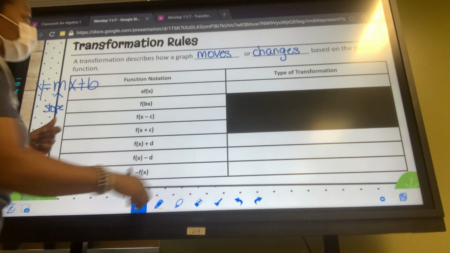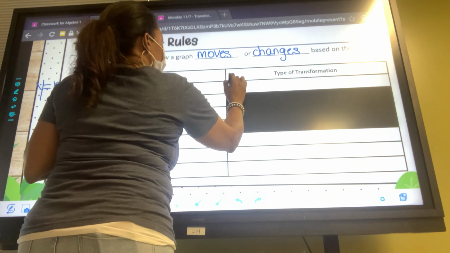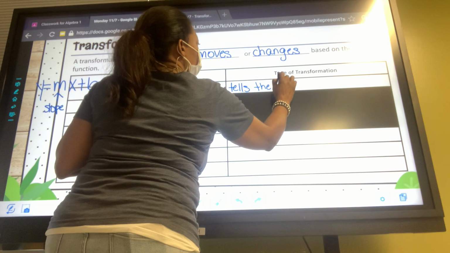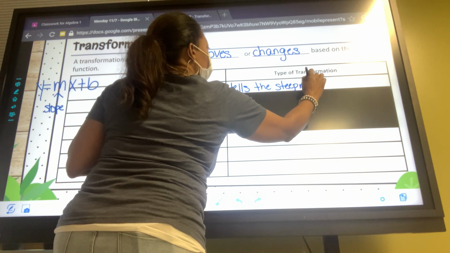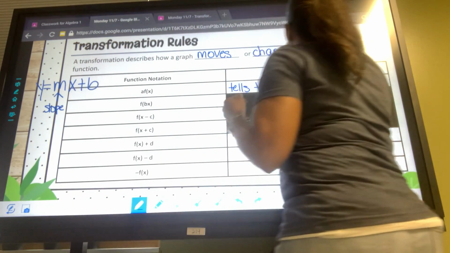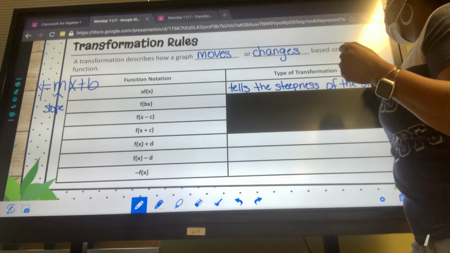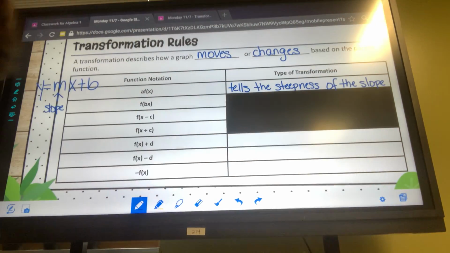How do we write that? Oh my God, it's raining. Dear sake. Steepness of the slope.